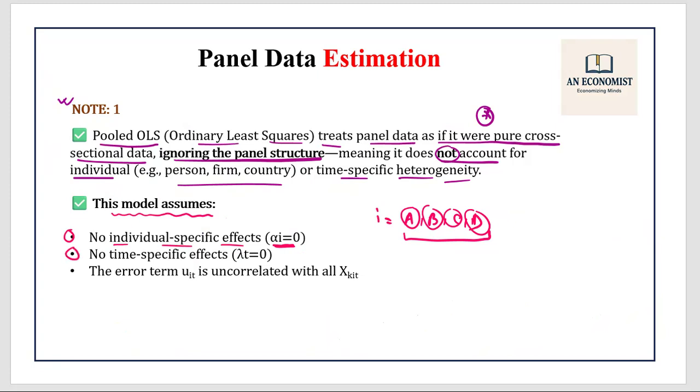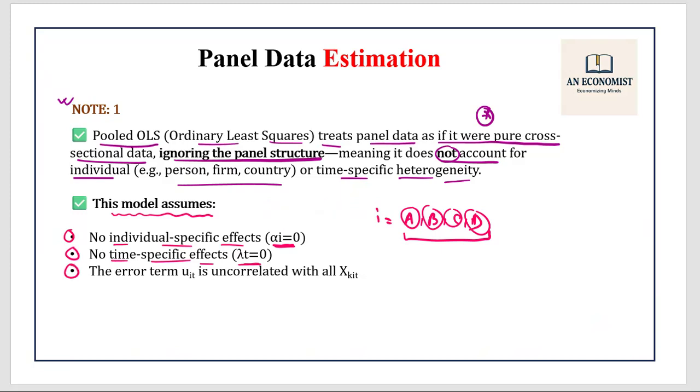The second point is that there are no time-specific effects, which are denoted as lambda t. These are the usual notations that we use in the panel data context. So alpha i is absolutely zero, and lambda t is also zero. If the effects are present in the model, then alpha i will not equal zero, and lambda t will also not equal zero, which is not our case here. So they are simply zero.